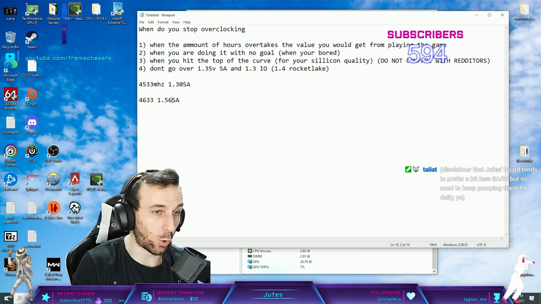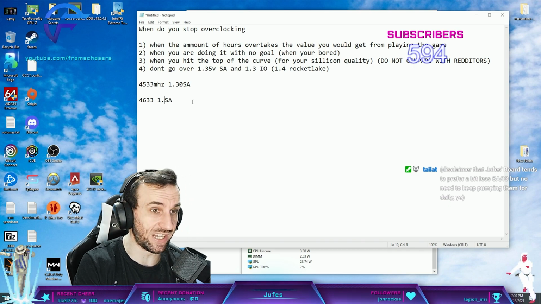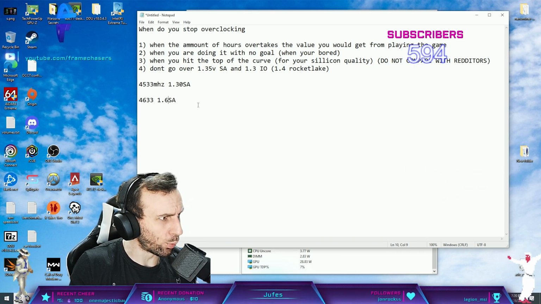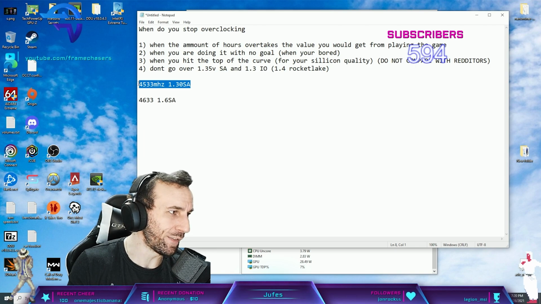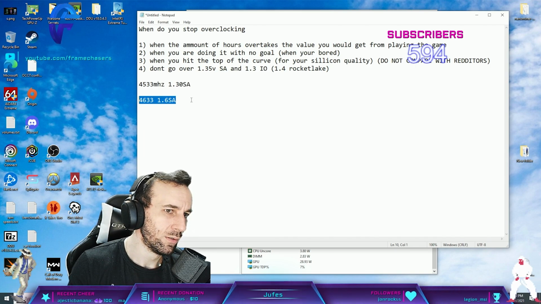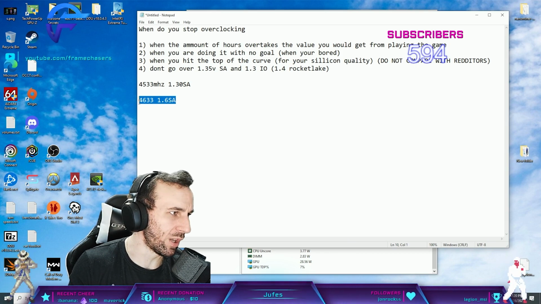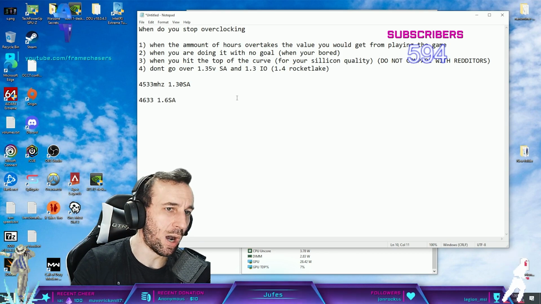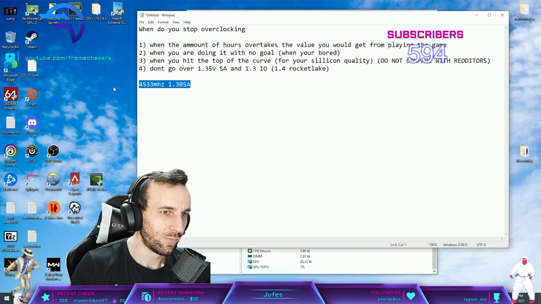1.5 SA? According to Der Bauer, he'll say 1.6 is safe. What do you think I'm going to run? You think I'm going to run 4533 or this? It's just ridiculous. You don't do this. You go to the top of the curve and you stop. That's literally it. Do you know what I mean?